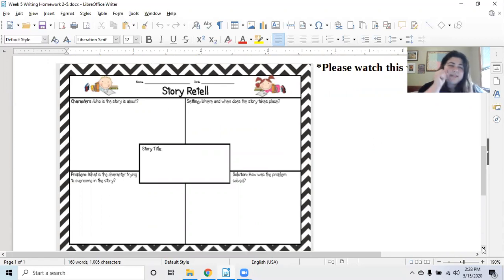Okay, here is your graphic organizer. A graphic organizer helps you to be more organized before you start writing. So you're going to get this on a separate document, but this is what it's going to look like. So you have the boxes, the characters, who's the story about, and you're going to write that out. You're going to kind of plan your writing before you start writing it. You're setting where and when does the story take place. Okay, you choose.